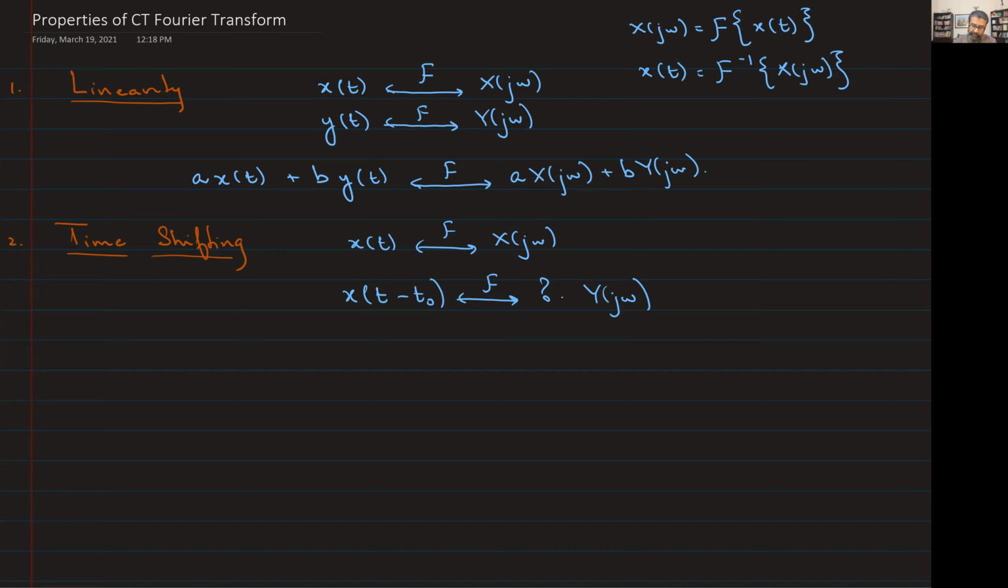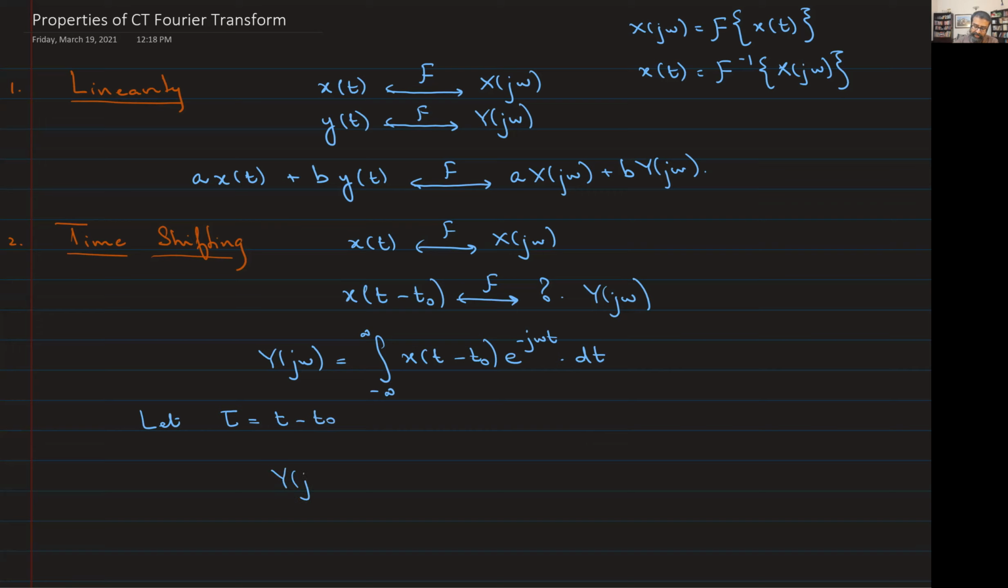The way you prove this is exactly how we did it in Fourier series, but let me do that nevertheless. Y of j omega is defined as the Fourier transform of this new signal, which is x of t minus t naught. This is the integral of x of t minus t naught times e raised to power minus j omega t dt. I want to relate it back to the Fourier transform of x, so I'll make a change of variable, as we did in the Fourier series analysis as well. Let tau equal t minus t naught.